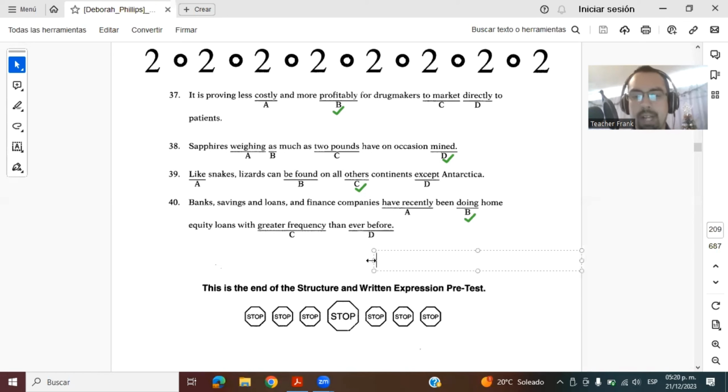Okay, so remember, count the number correct, in this case, out of 40. We need to know the number correct, okay, that you have. And next up is going to be the reading part, okay?